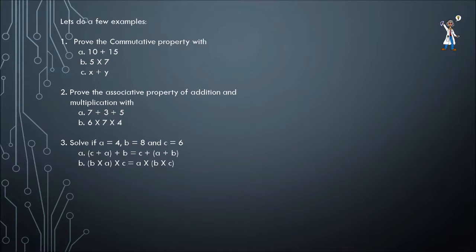A few more examples. Let's prove the commutative property with the following numbers. 10 plus 15. 10 plus 15 is 25, and 15 plus 10 is 25. Let's do it with 5 times 7. 5 times 7 is 35, and 7 times 5 is 35. And now with x plus y, well, x plus y could be any two numbers like 10 plus 15, which means whether you say x plus y, it would be the same as if you said y plus x.